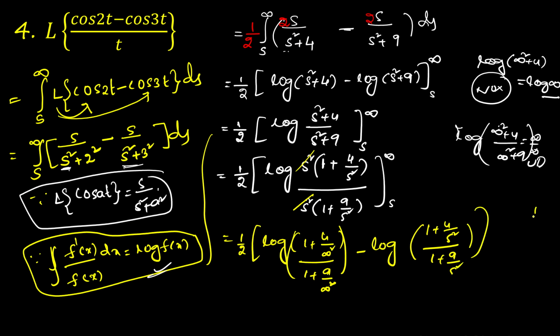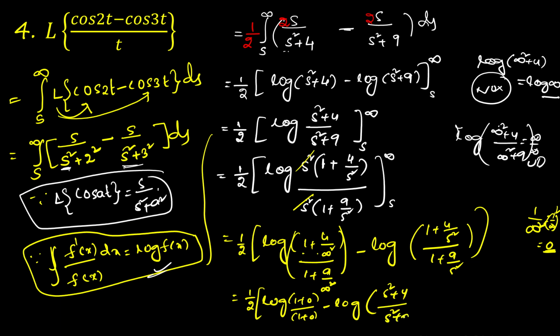So here 1 by infinity square, we can write 1 by infinity whole to the power of 2. 1 by infinity value is 0, 0 power 2, 0 again. So here 1 plus 0, we get half log of 1 plus 0 by 1 plus 0, that is 1 by 1, log 1 value 0. Again minus log of s square plus 4 divided by s square plus 9. So that implies minus log 1 plus 0, 1 by 1, log 1 value 0. Entire first term is 0.